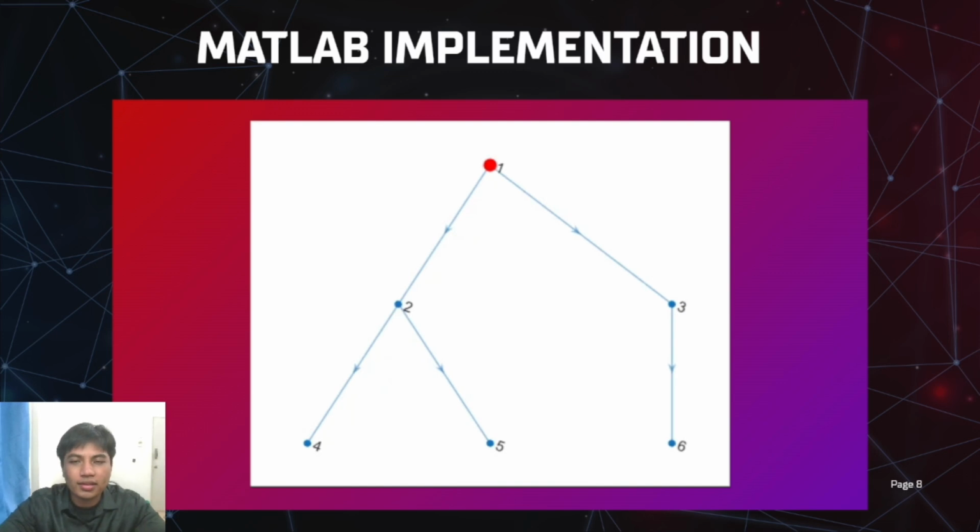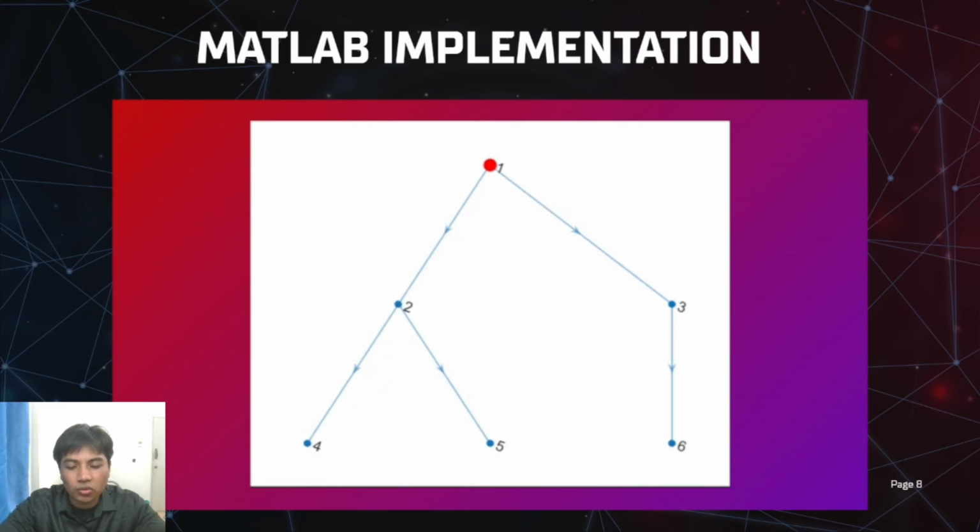Next is the MATLAB implementation. As you can see here, this slide demonstrates the MATLAB implementation of the tree visualization system. The program takes hierarchical data and represents its tree structure, where each node is connected to its parent and child nodes through directed edges. In the figure, node 1 acts as the root node.